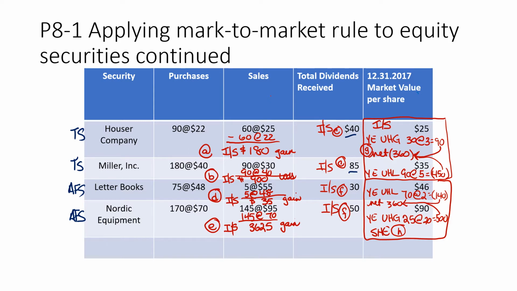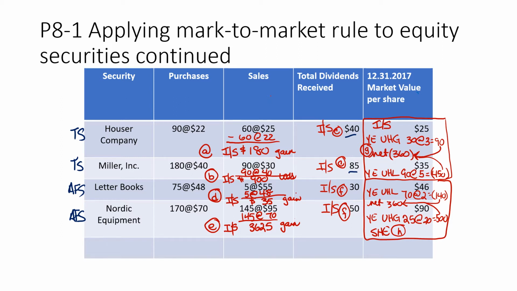In addition, during the year, Hauser Company declared and paid dividends to us of $40. So that also will show up on the income statement as dividend income.